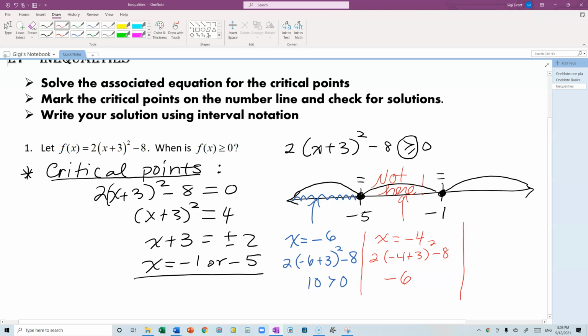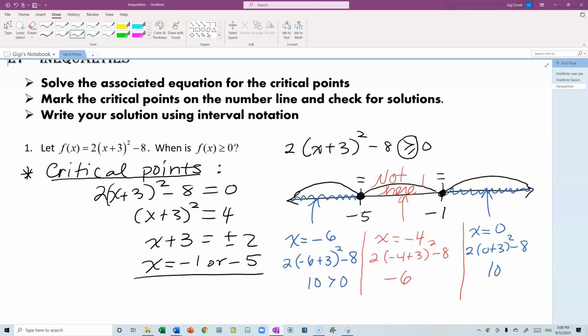Okay, now we will go ahead and pick a number over on this side, to the right of negative 1. Well, what's a good number to pick to the right of negative 1? I say 0. So you will have 2 times (0 plus 3) squared minus 8, and the question again is, is it greater than 0? Well, 0 plus 3 is 3. 3 squared is 9. 9 times 2 is 18. 18 minus 8 is 10. And 10 is greater than 0. So that is also part of your solution.